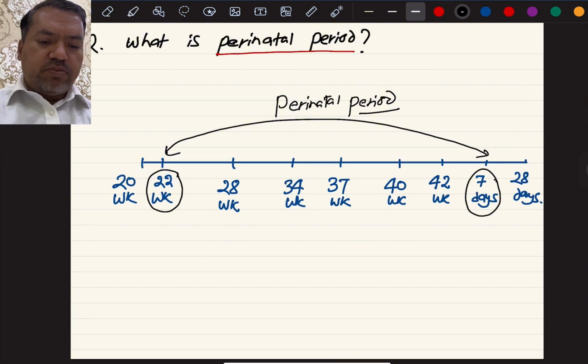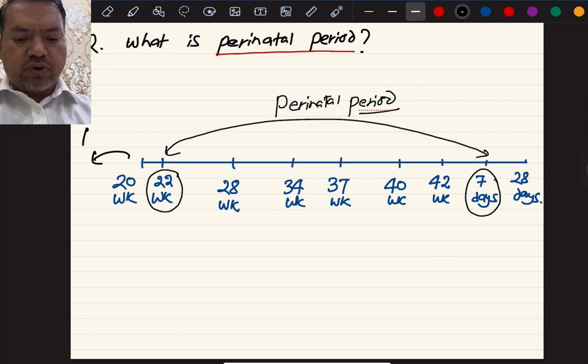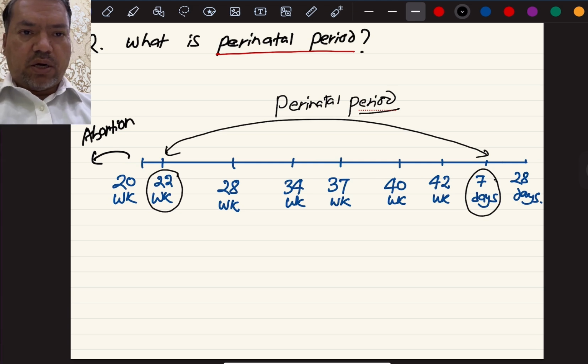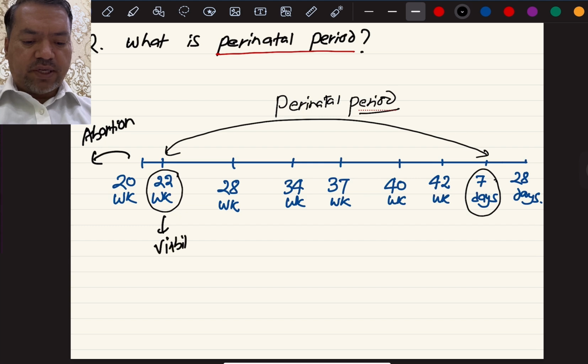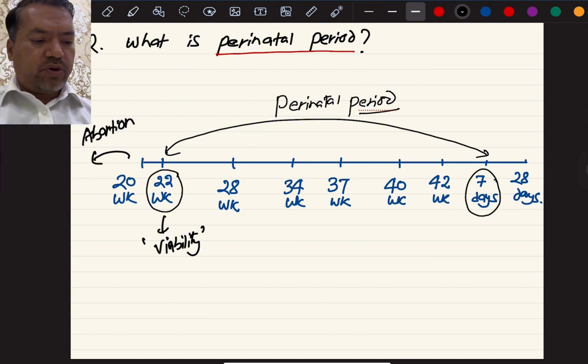Let me utilize some of the time here and talk about some of the important concepts once again. If the pregnancy discontinues before 20 weeks, we call it abortion. It can be spontaneous or it can be induced. Now 22 weeks is considered the start of period of viability. The period of viability starts after 22 weeks. That's why the perinatal period is also considered from that moment.